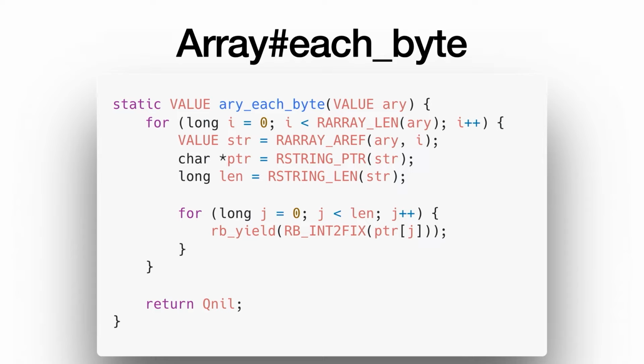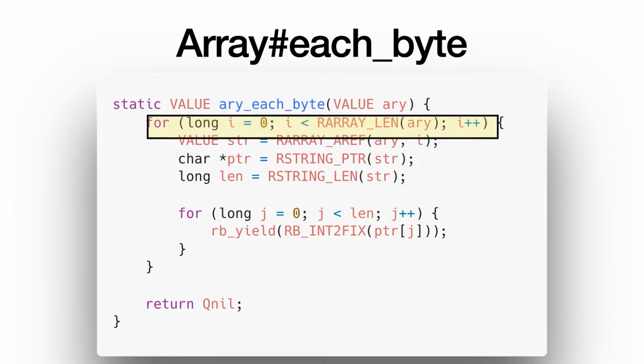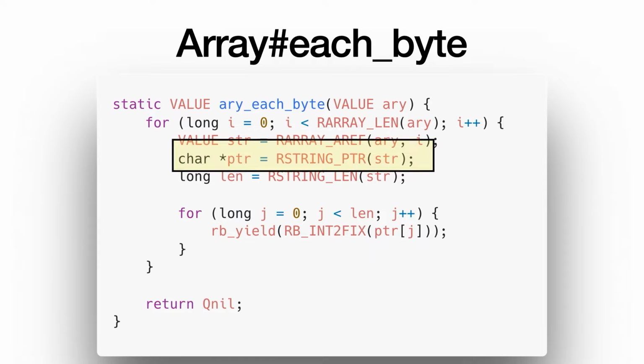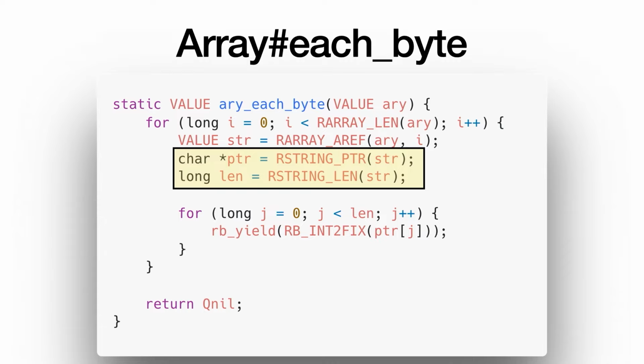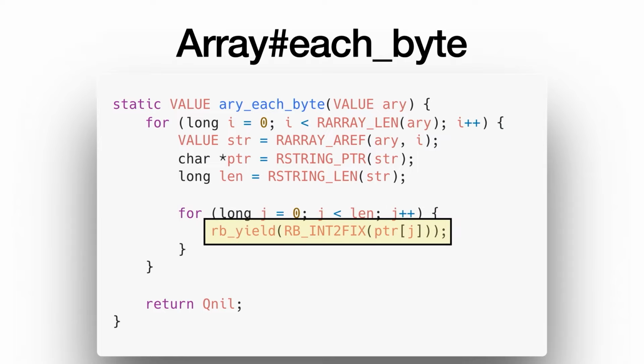It's missing some checks, like checking that each of the elements in the array is actually a string, but that's not really important for this demonstration. So let's quickly take a look at this implementation. So we first run a for loop that iterates a counter over each element in the array. We then get the string object at that particular index. And then we get the underlying character buffer of the string and the length. We then iterate a counter over each character in the string, and then we yield the character in the string by converting it to a Ruby fixnum.